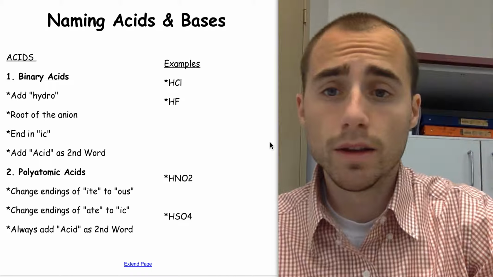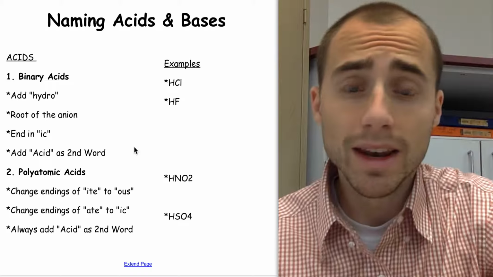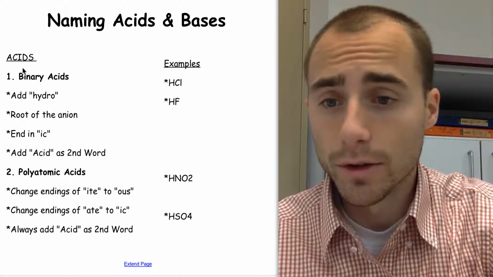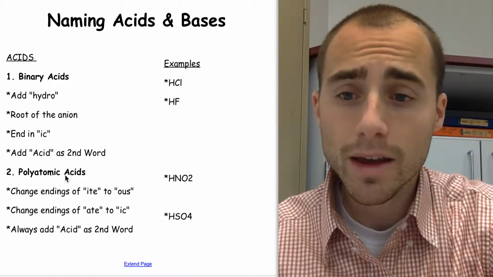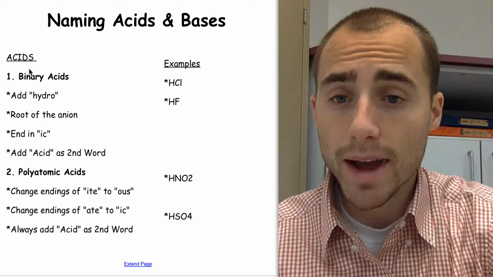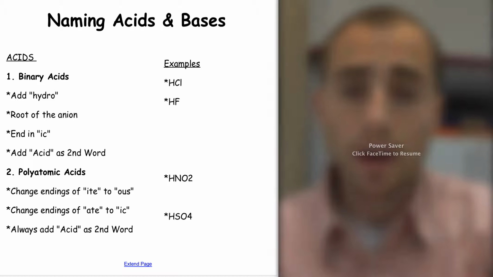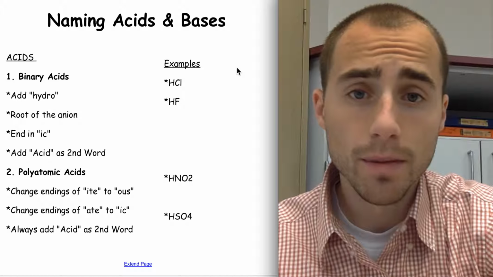Today's video is all on naming acids and bases, just to make sure we can name them correctly. So there's two types of acids that we're going to look at. There's binary acids and polyatomic acids. Now, first, just to define that, binary acids are acids that will include hydrogen and then one other element.